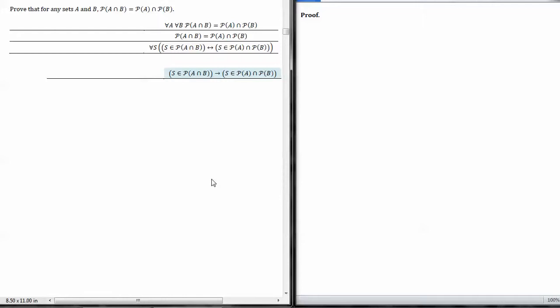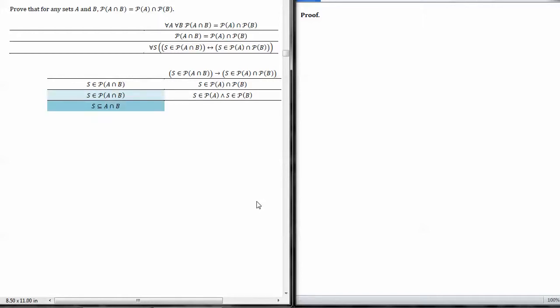To prove that conditional statement, we take the antecedent as a given. And then our goal is that S is in the intersection of a couple sets. And being in the intersection means that you have to be in both of them. So S is in the power set of A and it's in the power set of B. And then we have a whole bunch of elements of power sets here, and being an element of a power set just means that you are a subset of that set. So S is a subset of A intersect B, S is a subset of A, and S is a subset of B, are what we get.